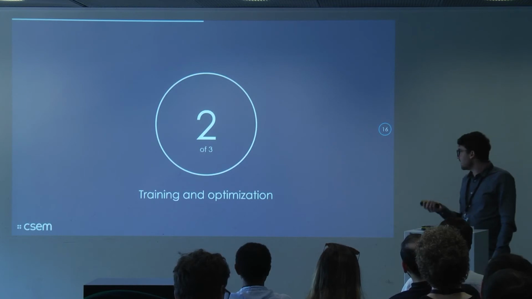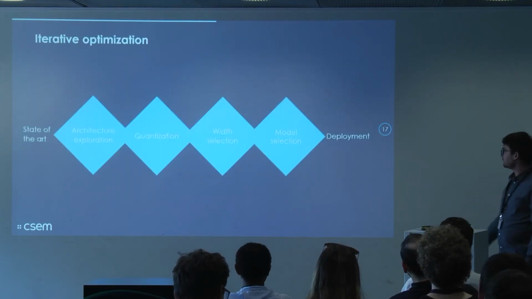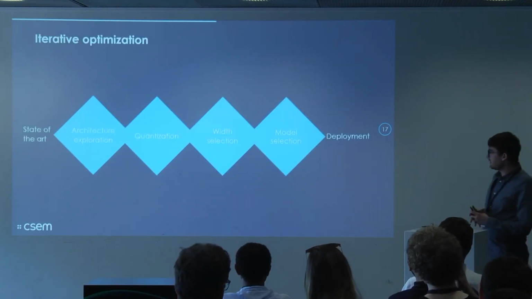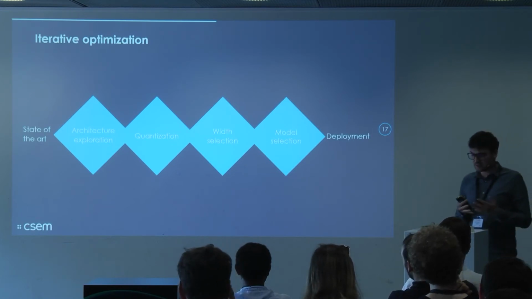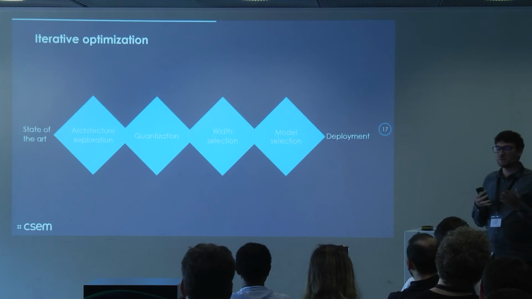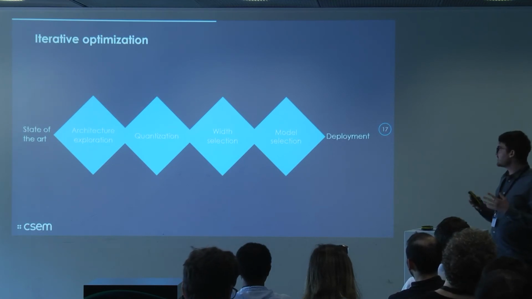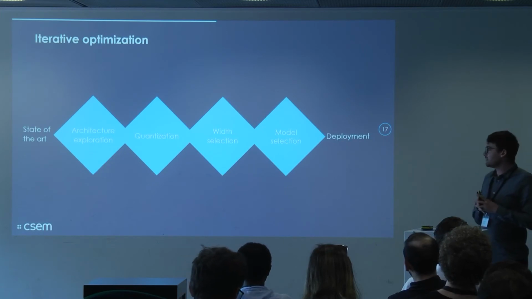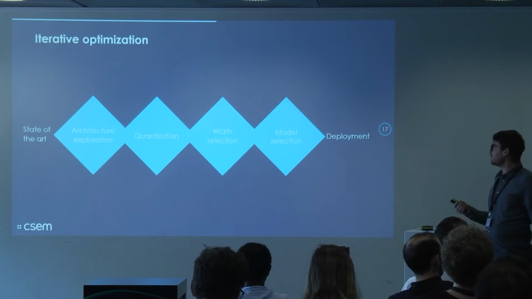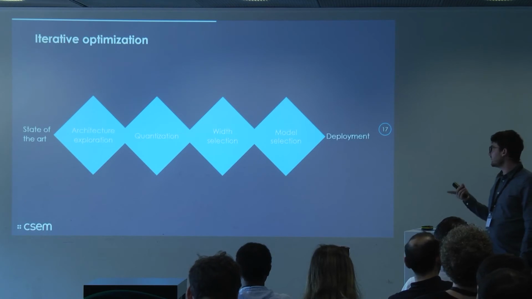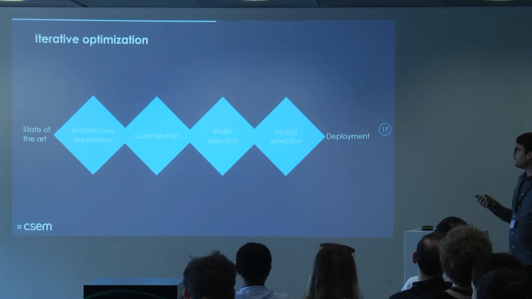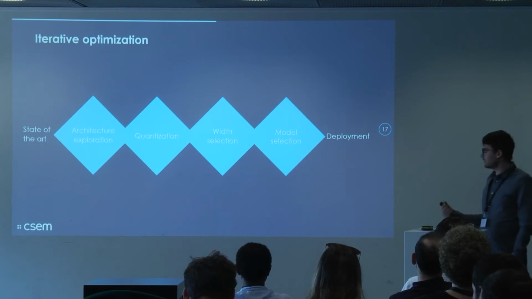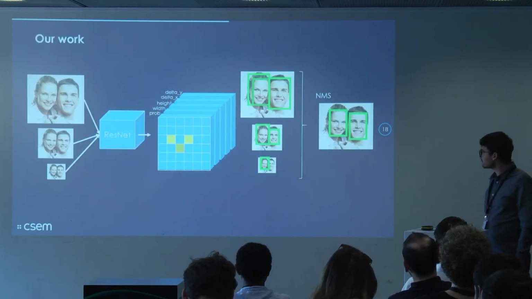Now let's see how we can exploit this in our work. We chose an iterative optimization. First, we select the architecture by exploring a bit how it works. Then we quantize it to further reduce the complexity. Then we use the feature presented in MobileNet, which is the width selection of the number of filters. And once we have optimized all of this, we can finally go to the deployment.